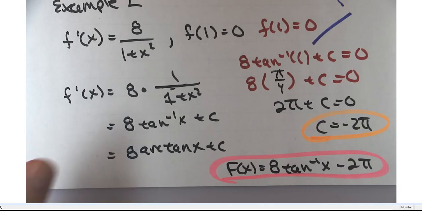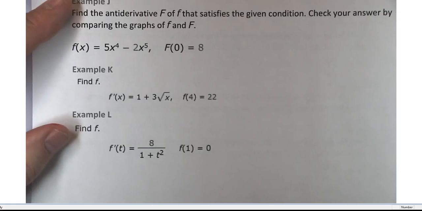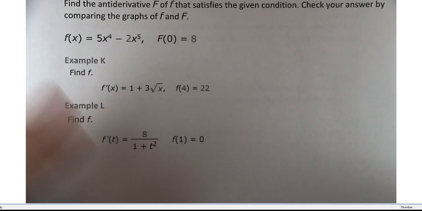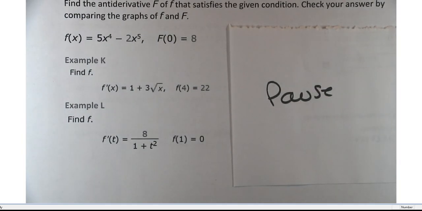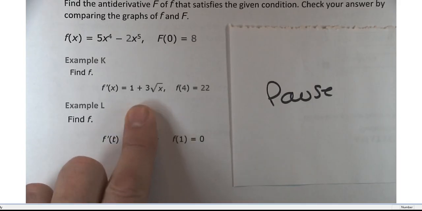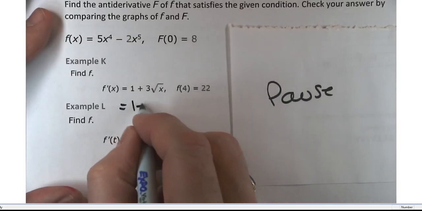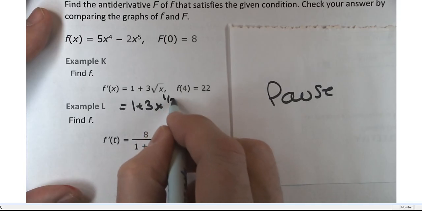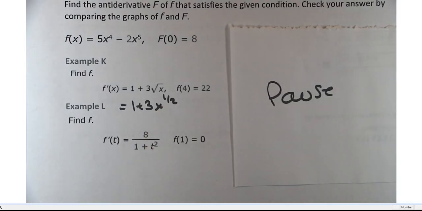All right, now I promised you the chance to try one of these yourself. So why don't you work with example K? If you're doing this at home later, you can pause the video and then fast forward to find out the answer. What's one thing you might do to help yourself at the start here? How else might you rewrite this? Yeah, you might want to start by rewriting that as x to the 1/2. And help each other out. Kata and I will walk around.